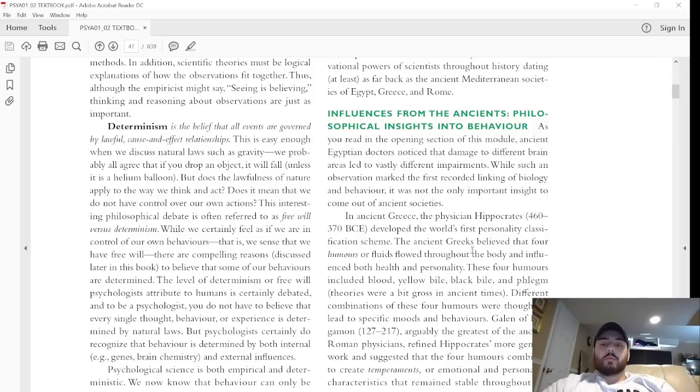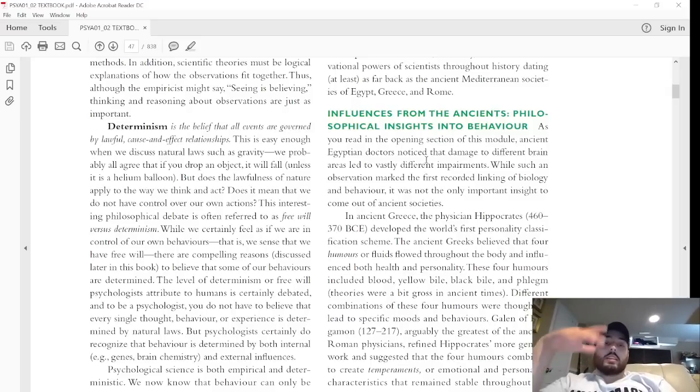The ancient Greeks believed that 4 humors or fluids flowed throughout the body and influenced both health and personality. These 4 humors included blood, yellow bile, black bile, and phlegm. So different combinations of these 4 humors were thought to lead to specific moods and behaviors.